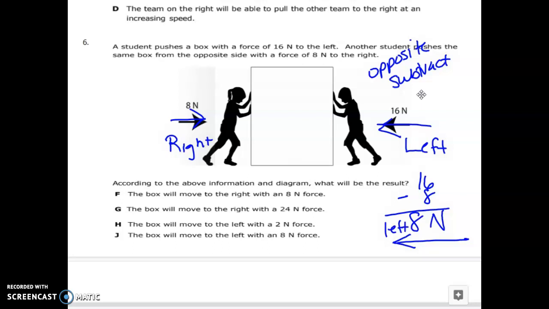So the box will move to the right, no. Left with the force of 2, no. Left with the force of 8. Absolutely. J is my correct answer.